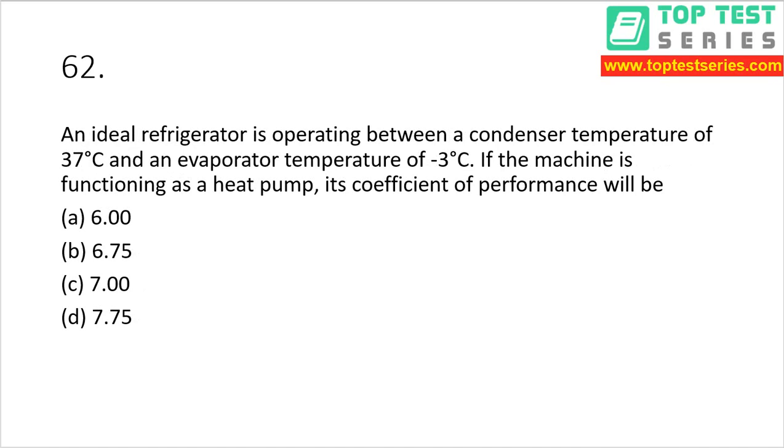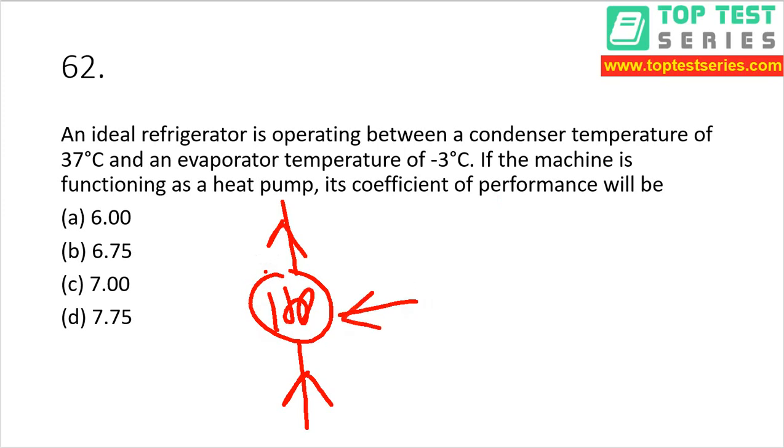Next, question number 62. An ideal refrigerator is operating between a condenser temperature of 37 degrees centigrade and evaporator temperature of minus 3 degrees centigrade. If the machine is functioning as a heat pump, its COP, coefficient of performance, will be? Let's draw the diagram. Let's say it's a heat pump. It says 37 degrees here and minus 3 degrees here. For this case we have to find out COP.